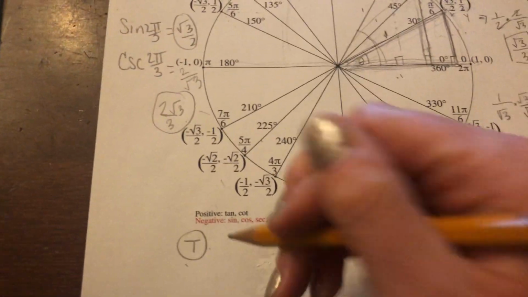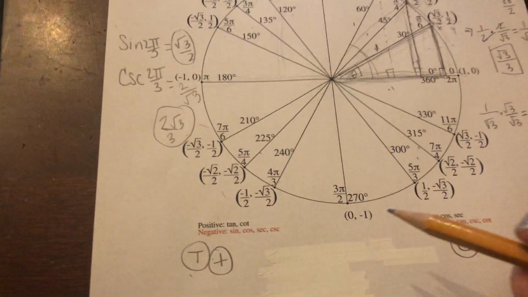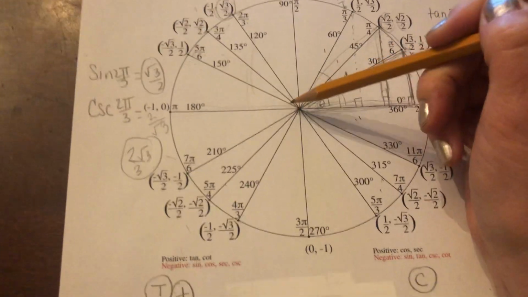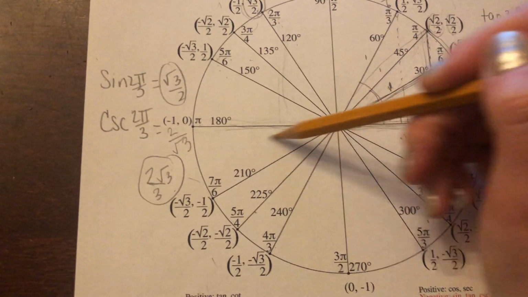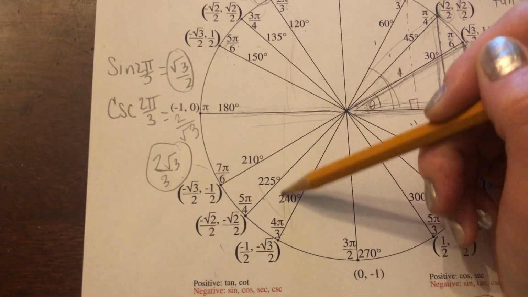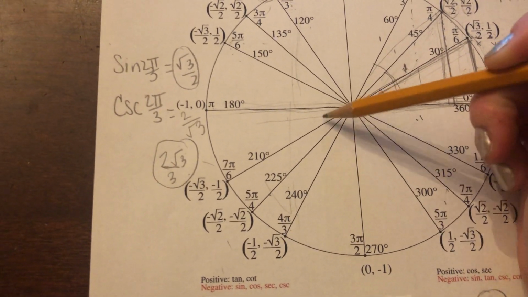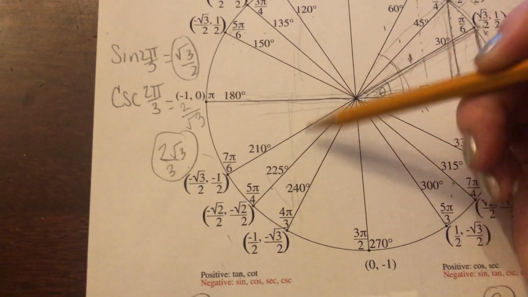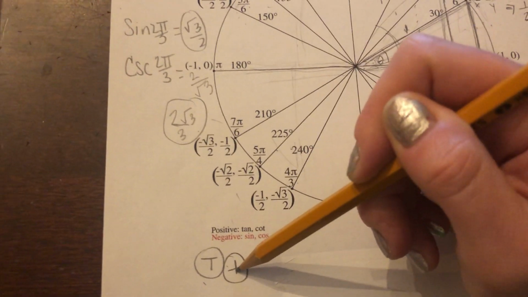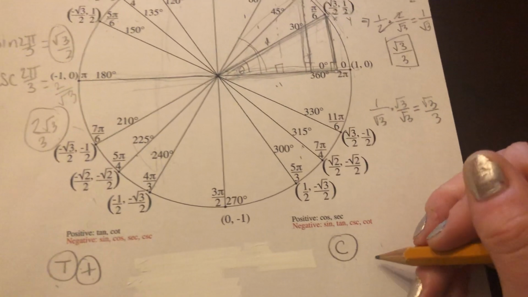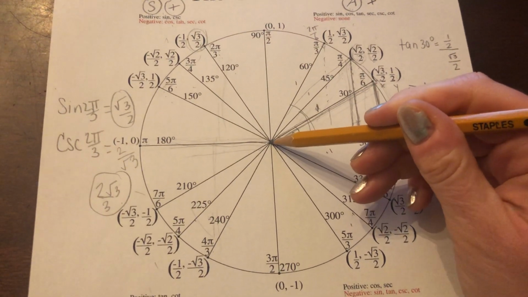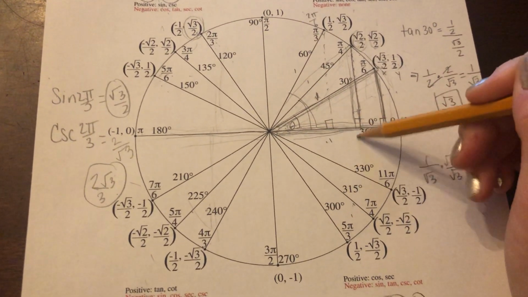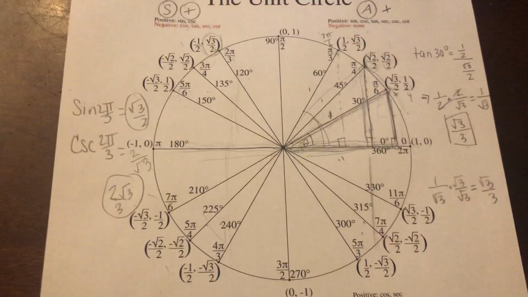And then the T here means tangent is positive only, and everything else is negative. Why is that? Because when you're in quadrant 3, your x's are negative and your y's are negative. So if I have my tangent, y over x, and I have a negative over a negative, that makes it positive. So that's why that goes. And then in the 4th quadrant, only cosine is positive. Why? Because my x's are positive and my y's are negative in this quadrant.